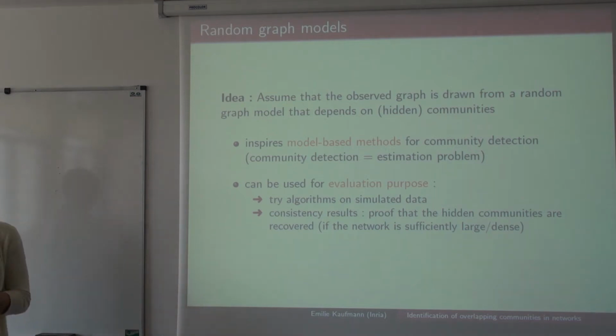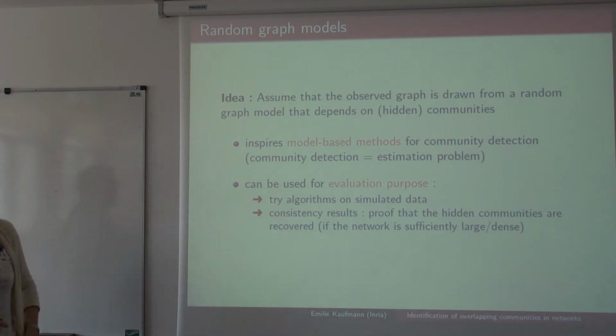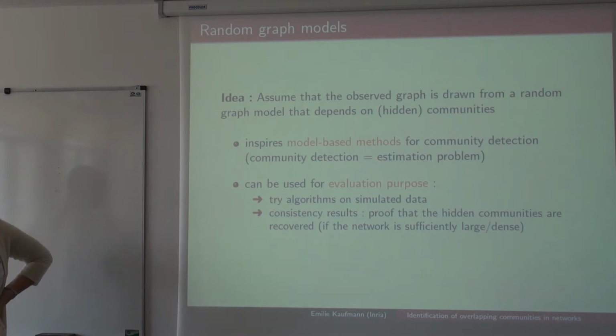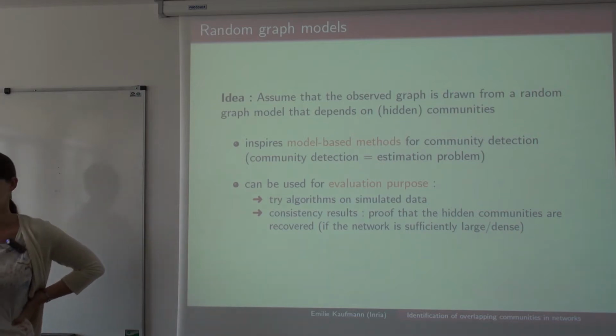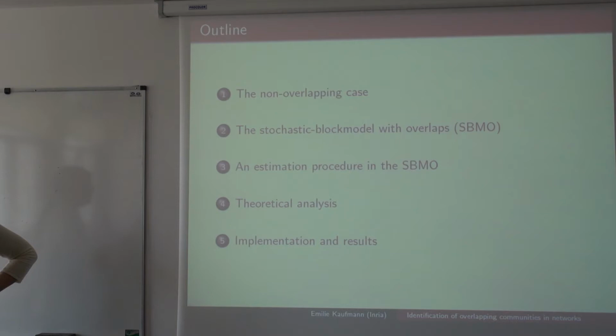It can also be used for evaluation purposes because you can evaluate any method, model-based or not, on a network that is sampled from a random graph model. And to justify that an algorithm is good, a possibility is to prove that it actually recovers the communities that were hidden in the random graph model. These are consistency results, and we are going to prove such a result for the algorithm I'm going to show you. So the outline of the talk will be as follows.